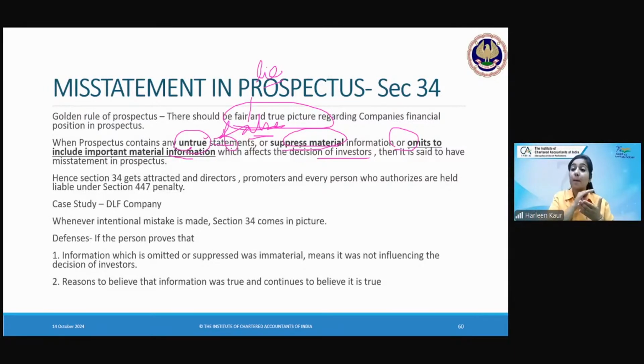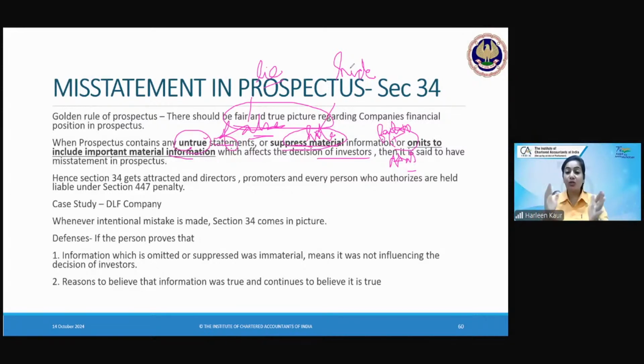You have not told it. You have suppressed it. Suppress means to hide important information. Omits means fails to tell, fails to disclose. Please write down all these meanings. Untrue means false. Suppress means to hide the information from the prospectus. You have hidden something you were supposed to disclose. Omits means you fail to disclose.